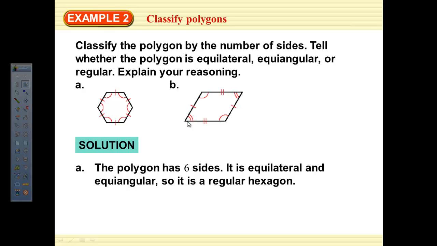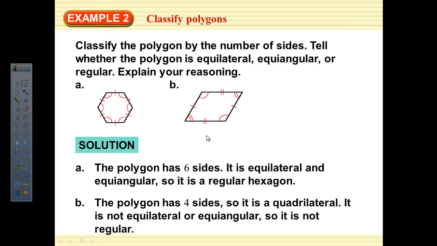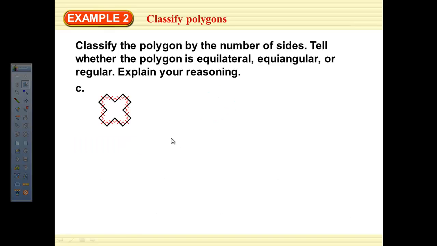And if we look, the top right and bottom left angles are equal. Also, the top left and bottom right are equal, but all 4 angles are not equal, so it's not equiangular either. It's just a quadrilateral. So it's a quadrilateral, and it's not regular, it's not equilateral, it's not equiangular.